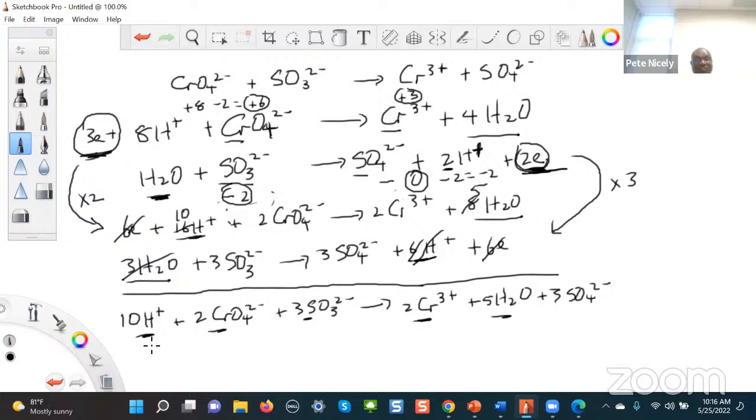And then we have to look at the charges. As far as the charges are concerned, we have plus 10, minus 4 (2 times minus 2), minus 6 (3 times minus 2). So that gives you 10 minus 4 minus 6, so that's 0. And then let's look on the right side. We have plus 6. There's no charge from the water, but we have 3 times minus 2 from the sulfate, so that's minus 6. So that would be equal to 0 as well. So the charges are balanced. Therefore, this here would be the final balanced equation.